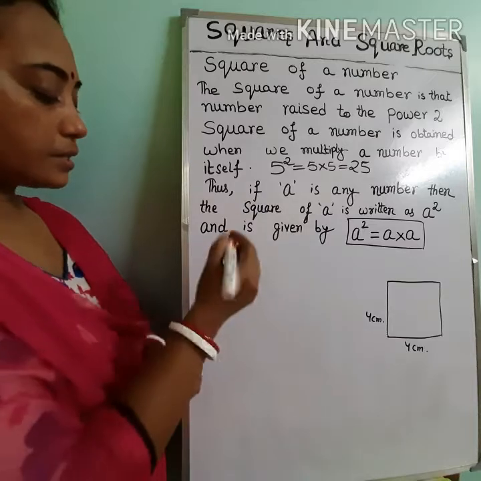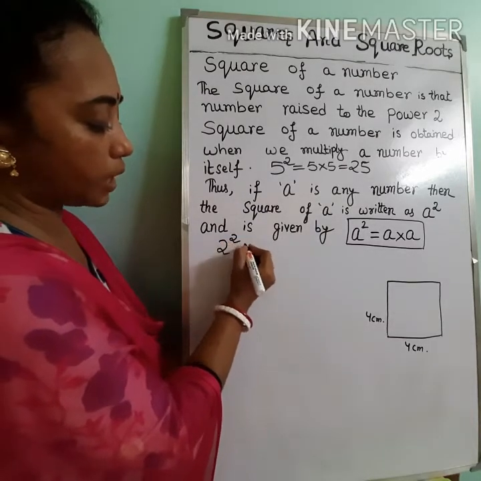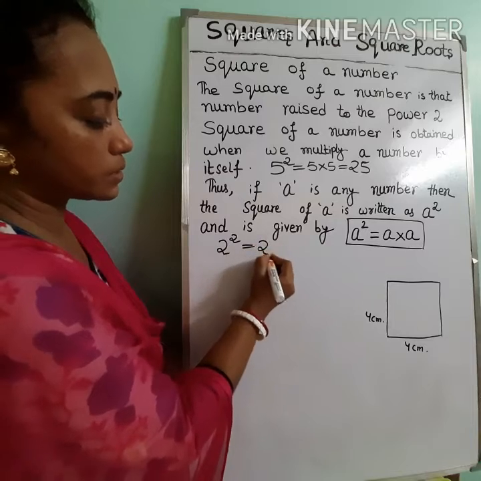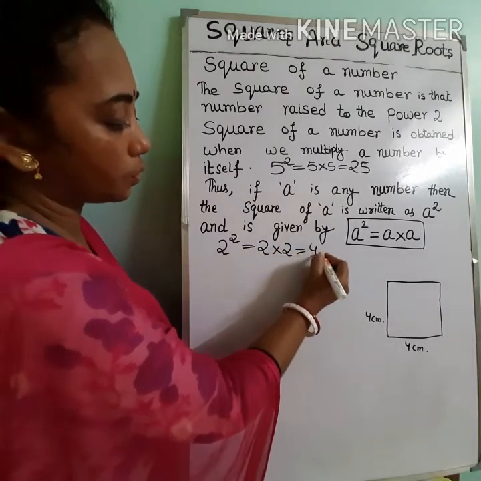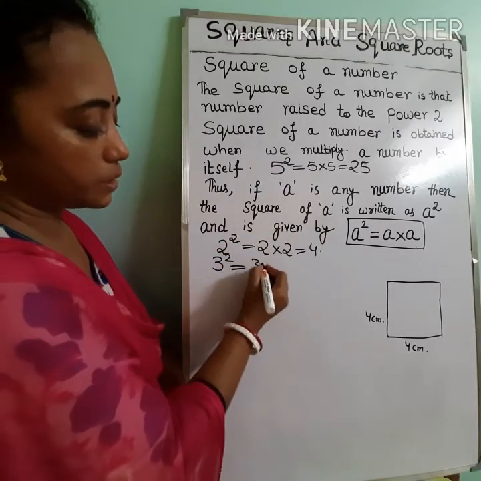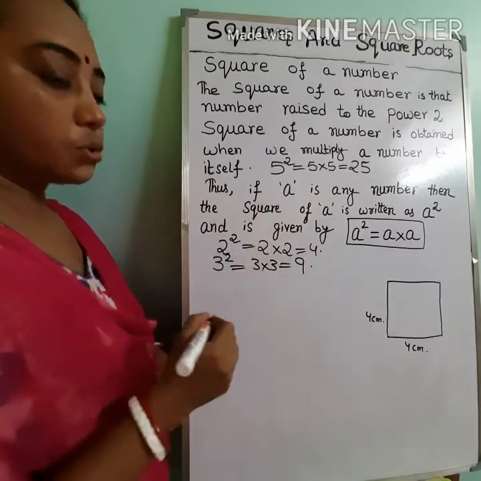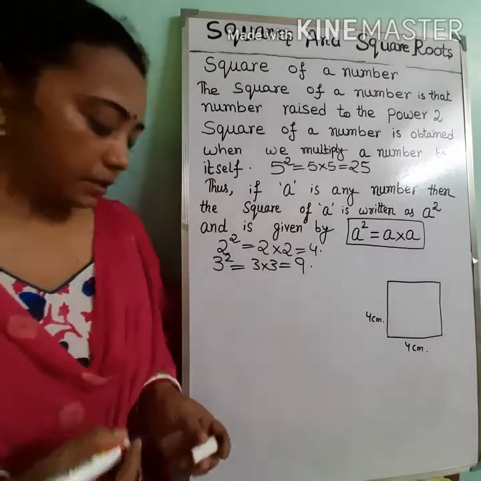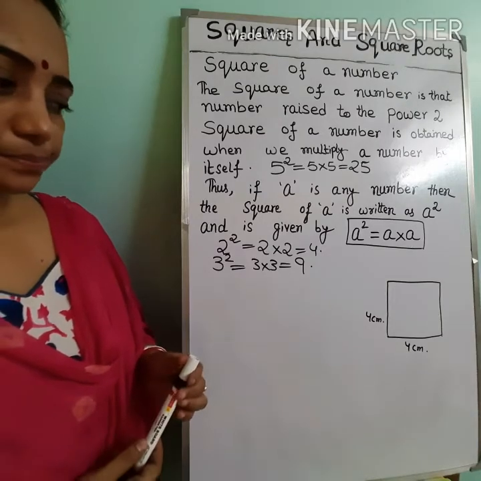You can take any example. Suppose I write 2 square, then 2 square means what? 2 square means 2 multiplied by 2, and that we all know is 4. Suppose I write 3 square, then 3 square means 3 multiplied by 3, and that is 9. So you can write any other examples also, square of any other numbers.